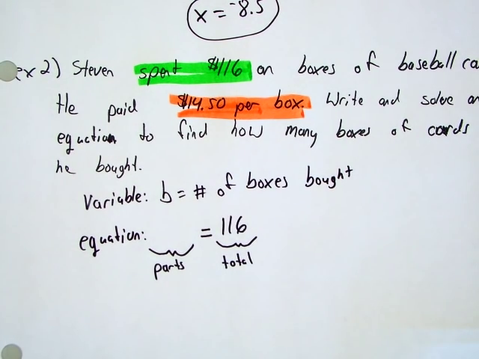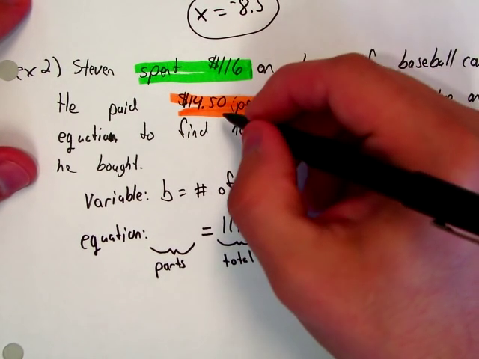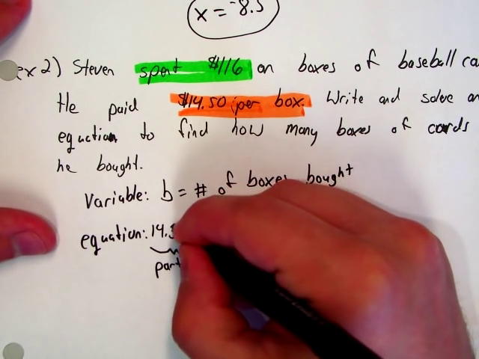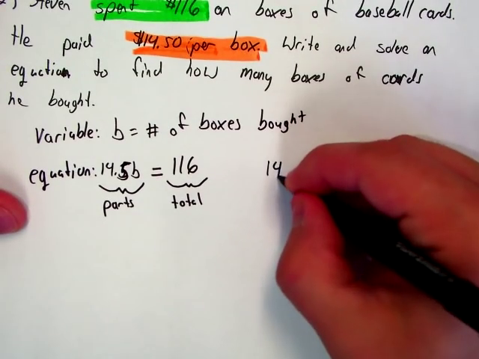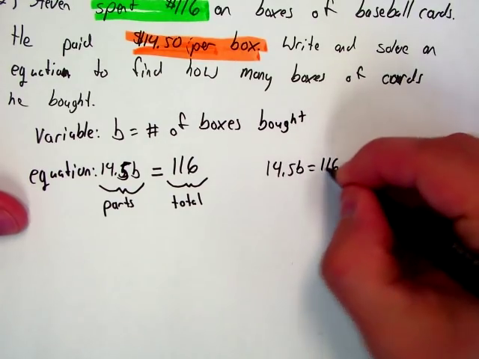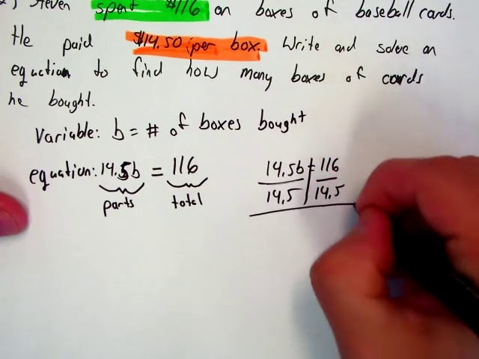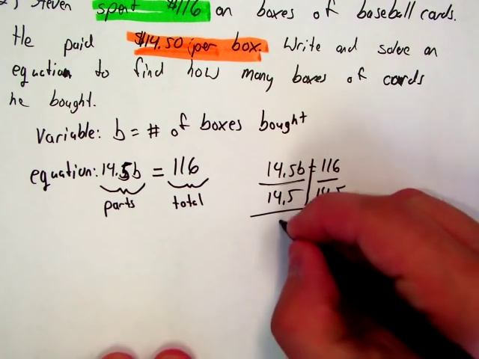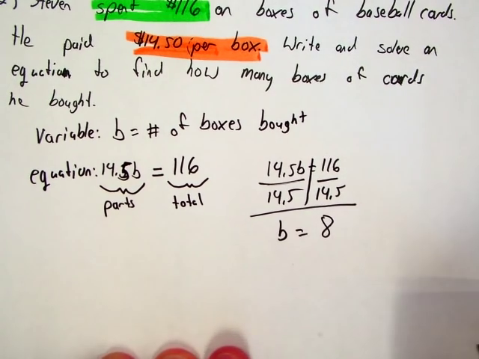On the left side, the $14.50 per box. This per means to multiply. So $14.50 per box would be $14.50 times b. Now I can solve the equation. 14.5b equals 116. Divide both sides by 14.5 because it's 14.5 times b. I want to get b all by itself, so I have to undo that multiplication, and that becomes division. So I'm left with b on the left side. 116 divided by 14.5 is 8.